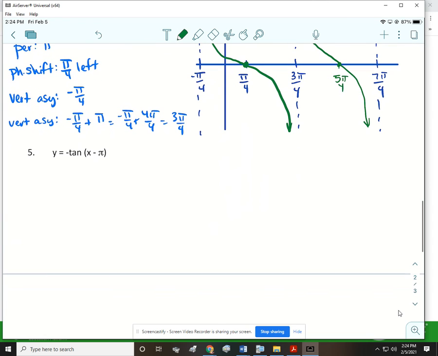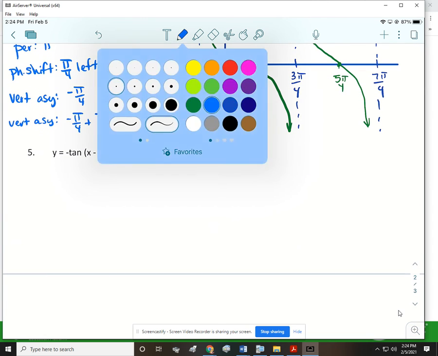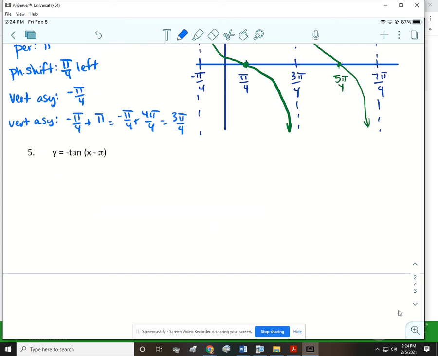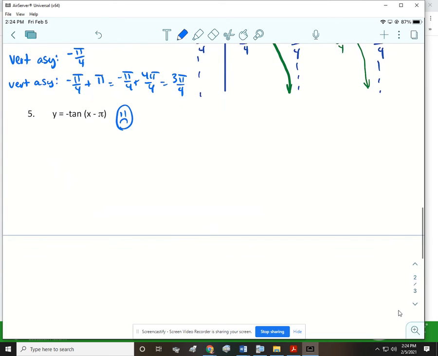All right. And then the last one, we have a negative tangent. A negative tangent is a sad graph. So my period is pi. My phase shift is pi to the right. What that means is the middle point is not going to be at 0. It's going to be at pi.